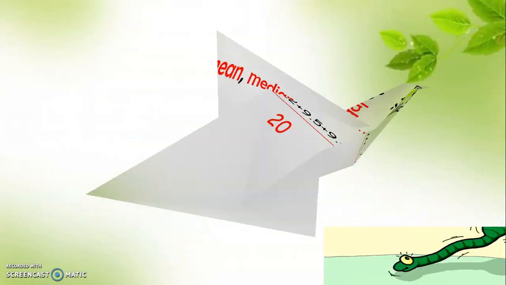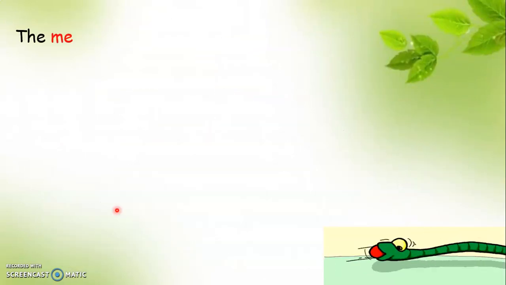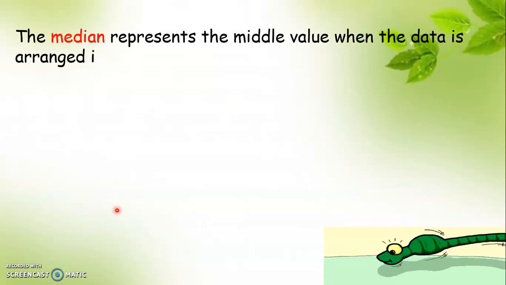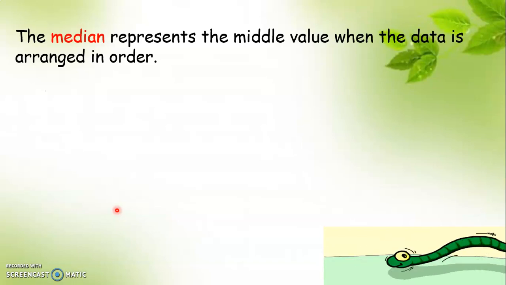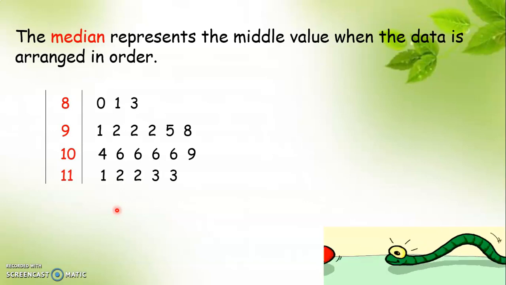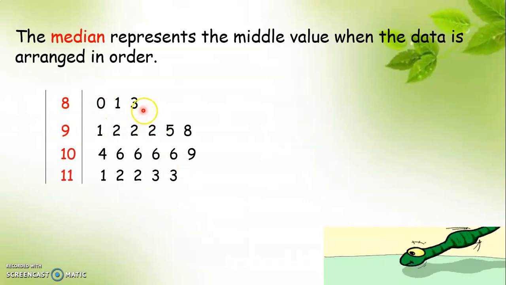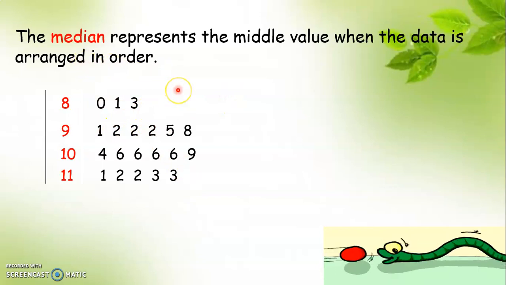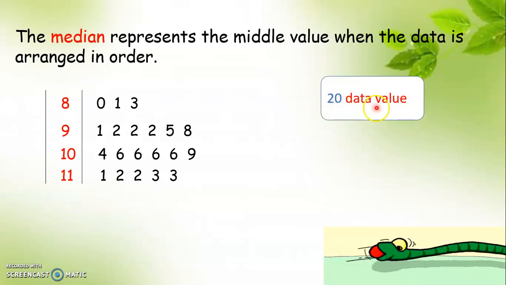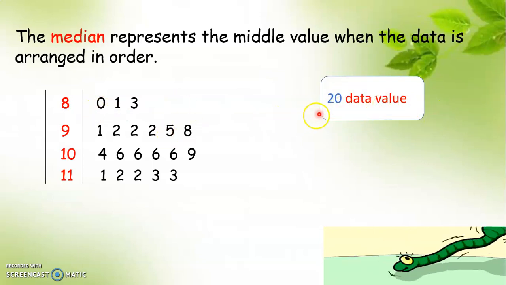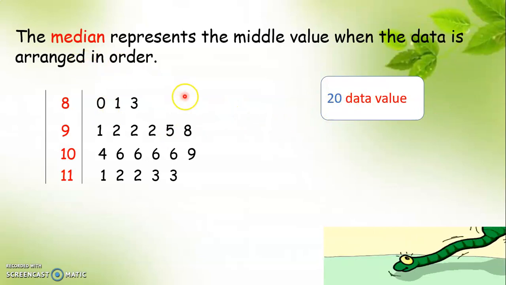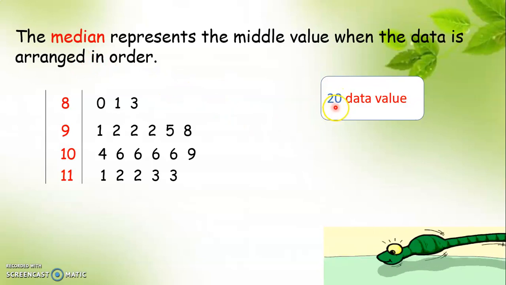Next, what about the median? So, the median represents the middle value when the data is arranged in order. Since in a stem and leaf diagram the data is already arranged in order, for the median it is important to know how many values we have. So we have 20 data values. Okay, so if we divide the 20 by 2, that's how we get the middle, no? So the answer will be 10.